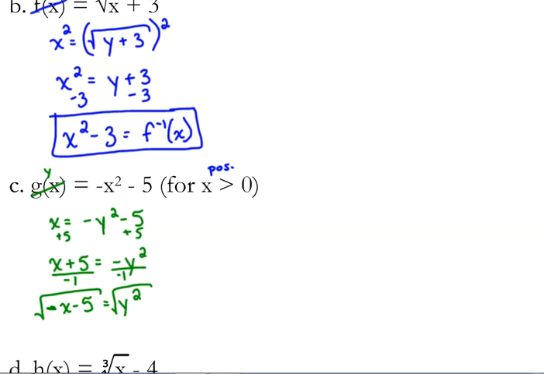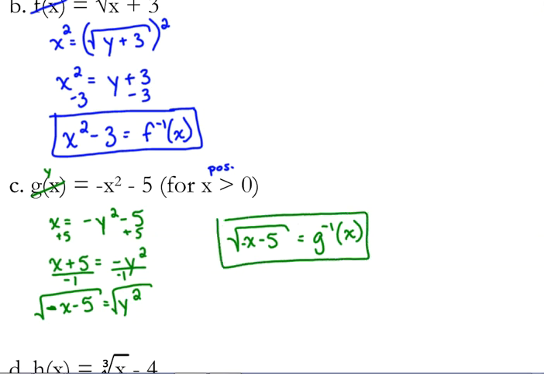And then we're going to take the square root. So we have the square root of negative x minus 5 is equal to the inverse. I took the square root. I only needed to consider the positive square root here because x is greater than 0. Now, that doesn't change the signs of what's under the square root. I'm just talking about the positive or negative in front of the square root. It doesn't change anything that's under it.